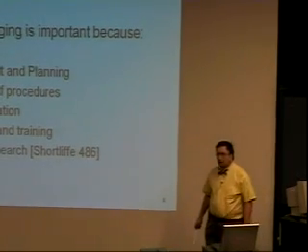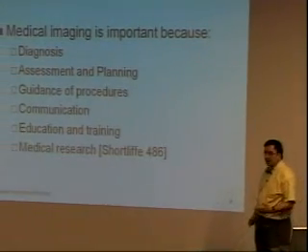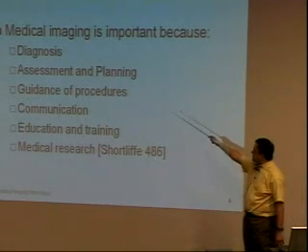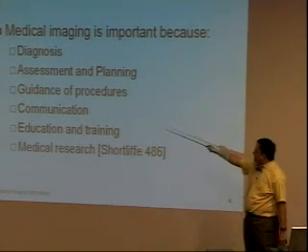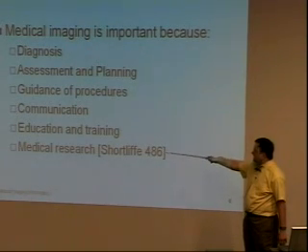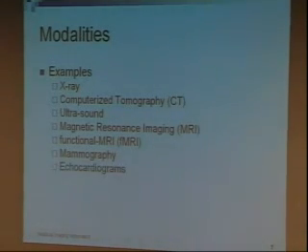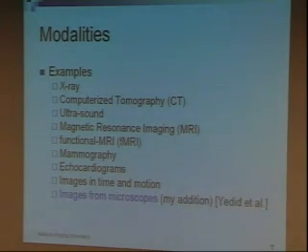Shortliffe gives us 6 reasons why medical imaging is important. That is, why do we have a radiology department in a hospital? For diagnosis, for assessment and planning, for the guidance of procedures, for communication, for education and training, and for medical research. The modalities are the ways in which these medical images are made. Examples would be such things as X-ray, computerized tomography, ultrasound, magnetic resonance imaging, functional MRI, mammography, echocardiograms, images in time and motion, and images from microscopes.